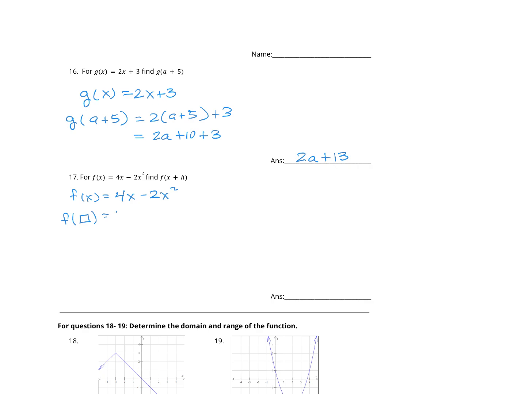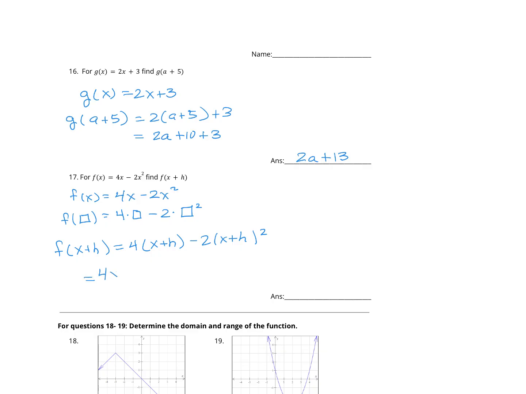So f of box would just be 4 times whatever is in the box minus 2 times whatever's in the box squared. So when you find f of x plus h, it's going to do the same thing. It's going to give you 4 times the x plus h minus 2 times the x plus h quantity squared, which we can simplify down just using some algebra.